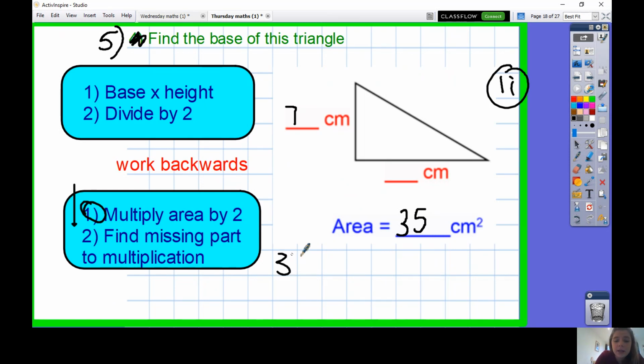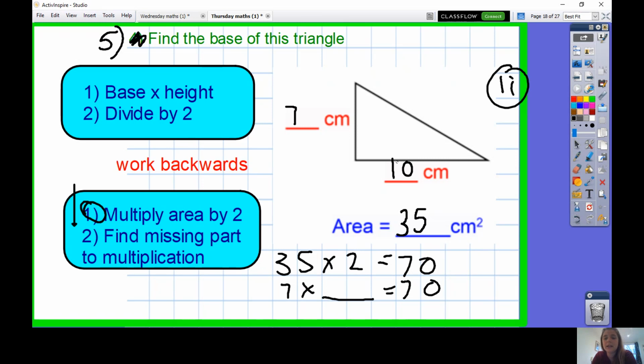So step 1 should be 35 times by 2. 35 times 2 is 70. So 7 times what makes 70? Well done if you said 10 centimetres. If you said your answer was 5 centimetres, remember you forgot to times this by 2. So don't forget to multiply the area by 2 when working backwards.